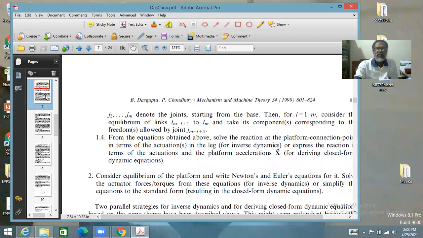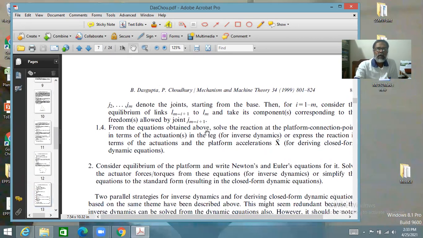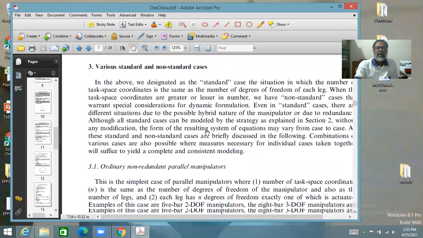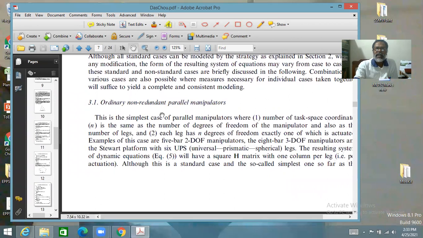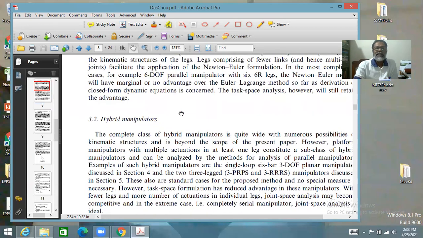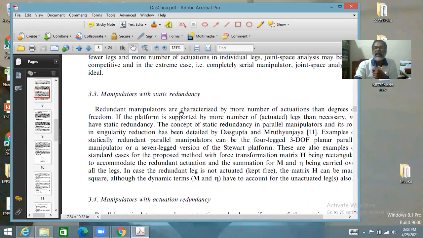There is a kind of situations that we have considered. From that, you will see that there are some ordinary non-redundant parallel manipulators. Then there are hybrid manipulators. Then there can be manipulators with static redundancy, which we saw one example of in the planar 3 degree of freedom case.